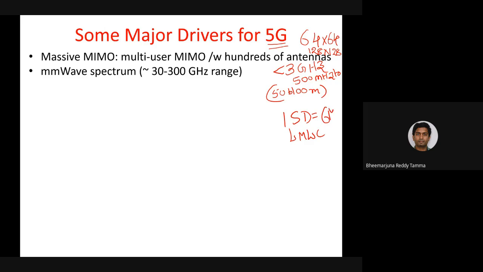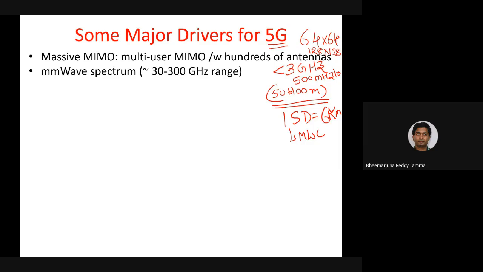But when it comes to millimeter wave, the maximum radius of your cell is a maximum of 100 meters. That's it. So when you say 50 to 100 meters, what do you think about it?